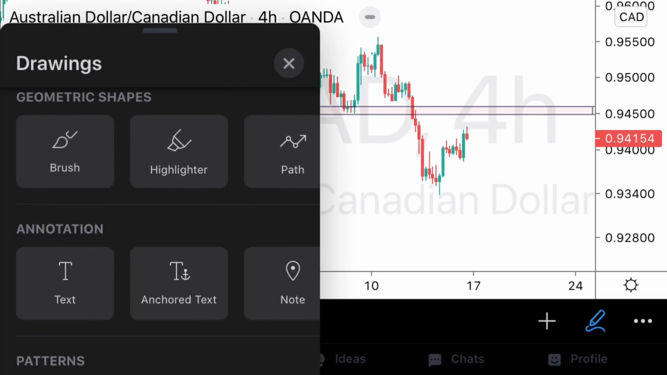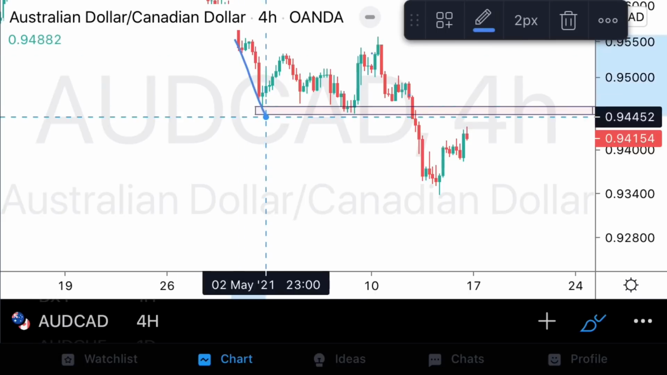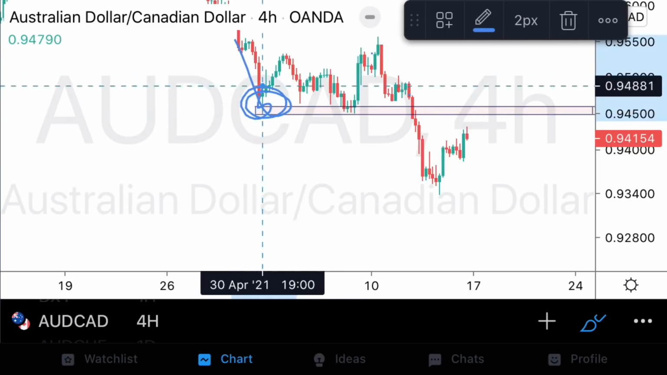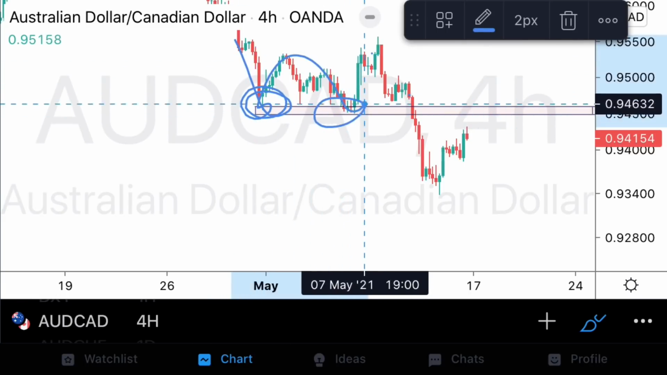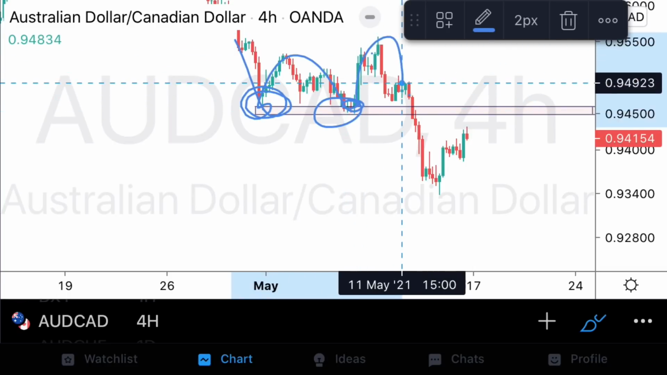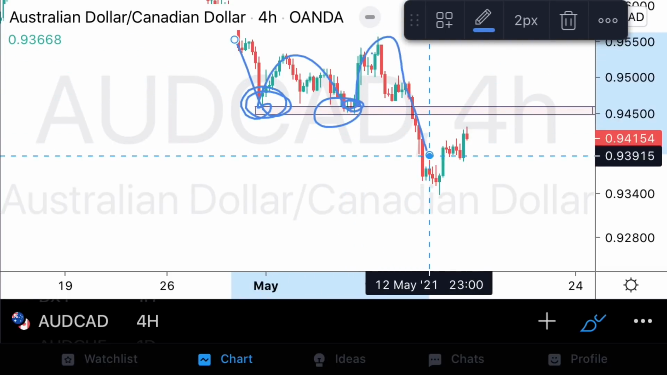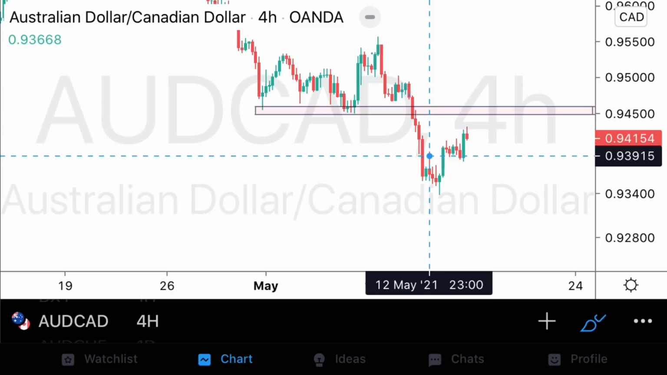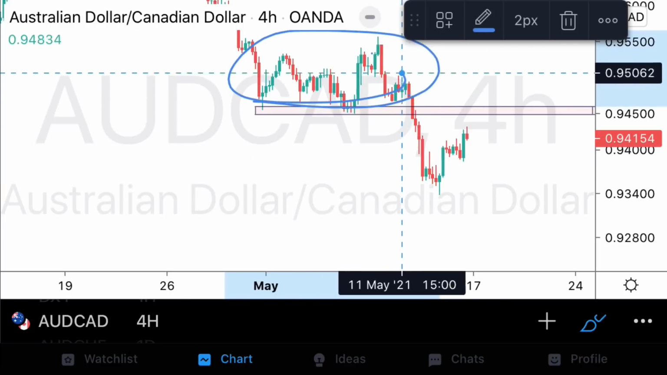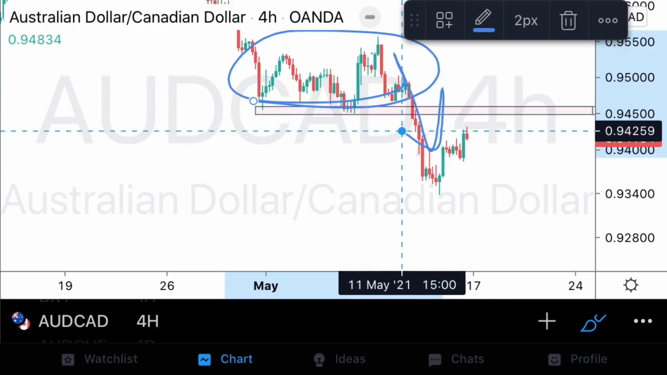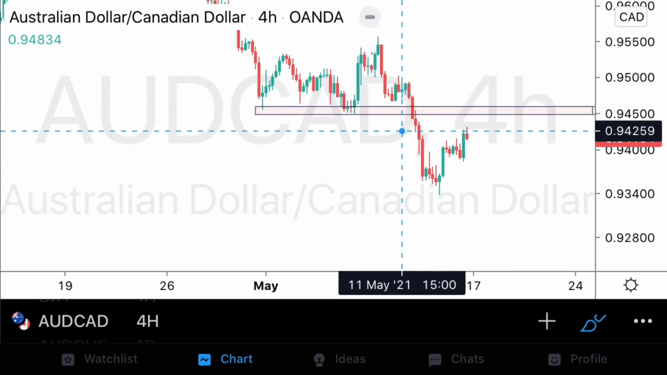So looking at structure on the Aussie CAD, we have a support structure being created there, prices pushing to the upside, testing support one more time, creating equal highs and violating structure to the downside, obviously showing us which direction the momentum is after we have this consolidating market and a nice impulsive break out of this consolidation. We now know that sellers are in control and that sellers are interested in pushing prices lower.